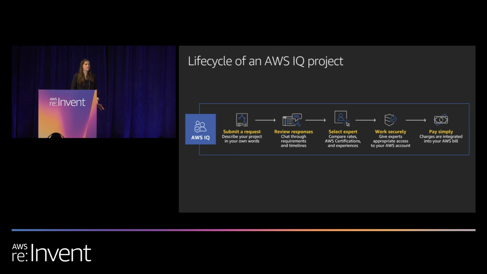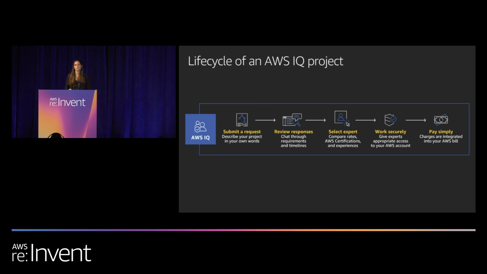The lifecycle of an IQ project is really pretty simple. You'll post your request. All of the requests are custom, and they'll describe your project needs in detail. Then you'll receive expert responses and be able to chat directly with experts and talk about your project and the deliverables you're looking for in more detail.